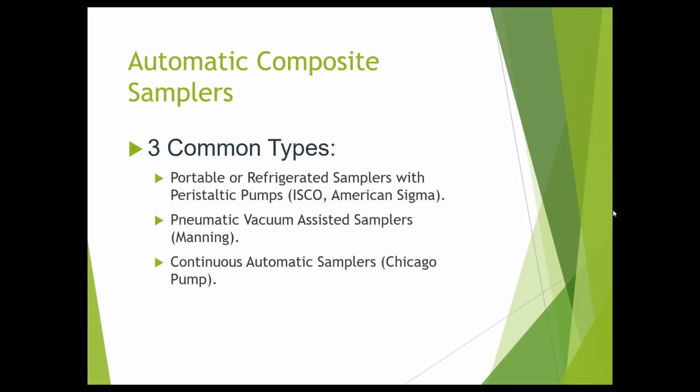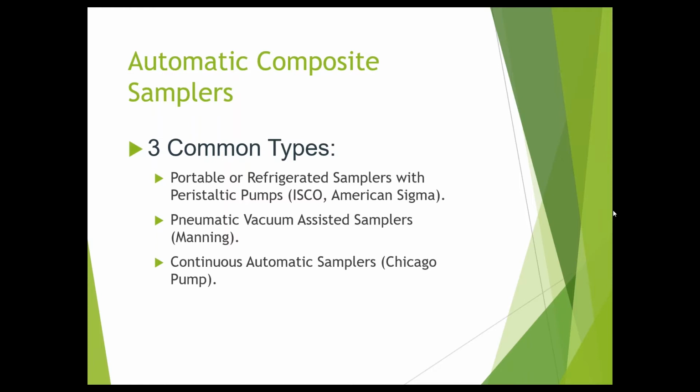And here you can see that brings us to our automatic composite sampler. So 3 types. You have your portable or refrigerated ones. Those are all the ones that you've seen before. That's the one we're going to show in the demo this afternoon. They all have peristaltic pumps. What a peristaltic pump is, it's basically 2 wheels that rotate and they squeeze the tube. And by squeezing the tube in a pattern, they create a vacuum or a suction.